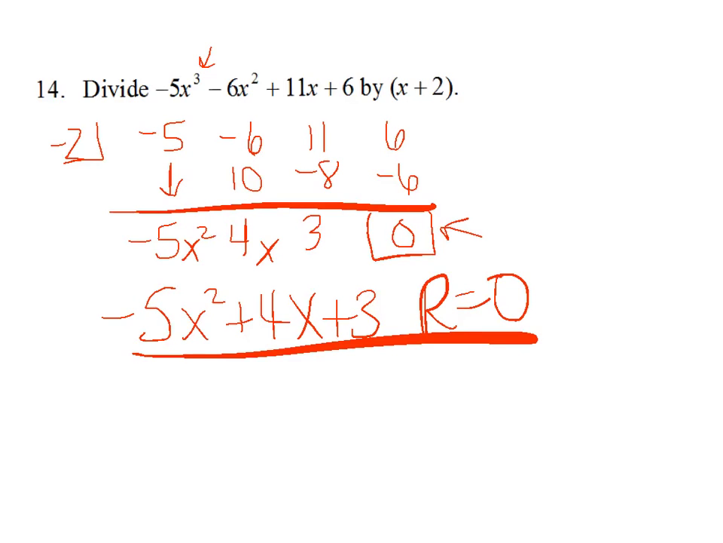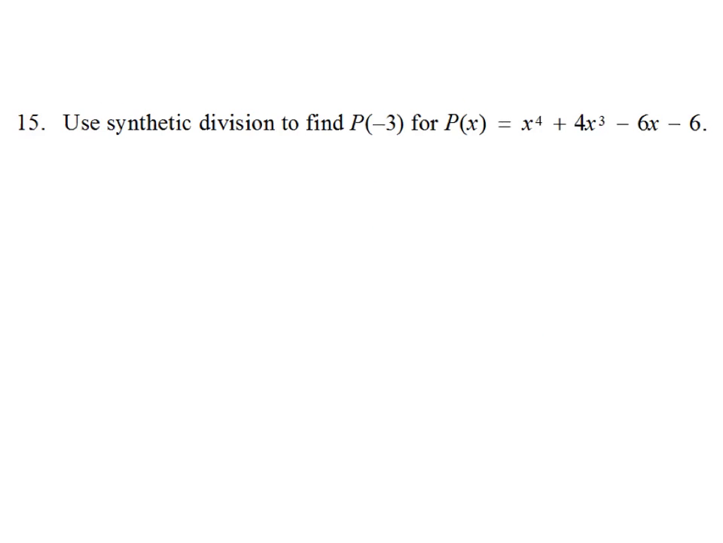So that was a very similar problem to the last one that we did, except this time our remainder happened to be 0. So now I'm asked to use synthetic division to find p of negative 3. Now remember, p of negative 3 means plug it in. Give them exactly what they want. When you put it in the box, you're going to put the number negative 3 in that box. You're not going to switch the sign.